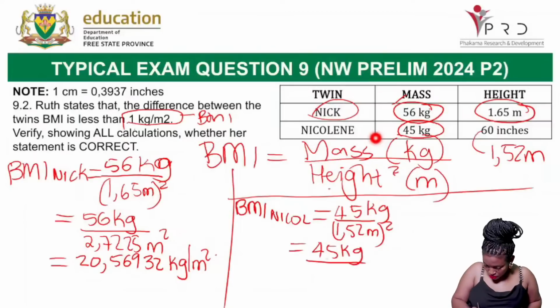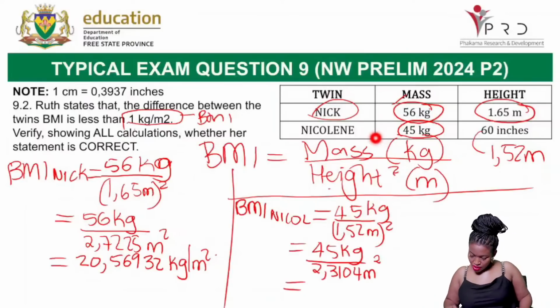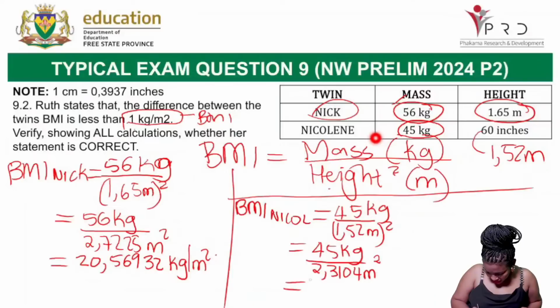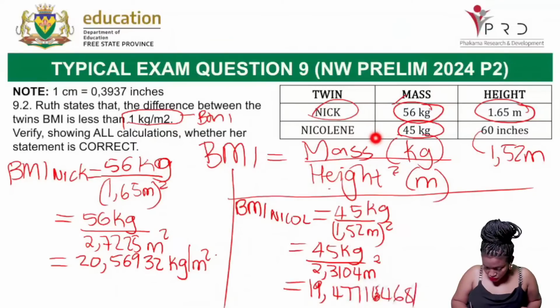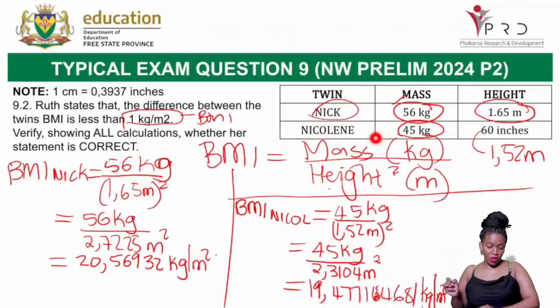1.52 times 1.52 is 2.3104 meters squared. And then you'll say 45. I hope you guys are punching this, you are working this out with me. 45 divided by 2.3104. The answer is 19.47716414681. And this is what? Kilograms per meter squared. What was the question?